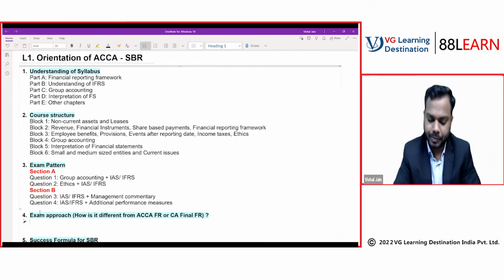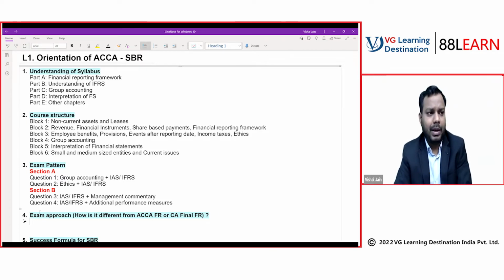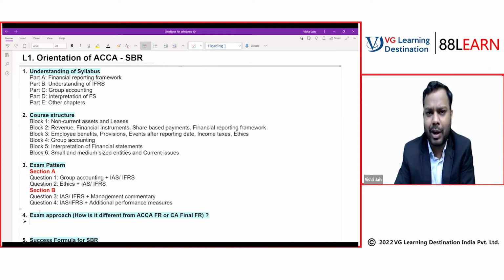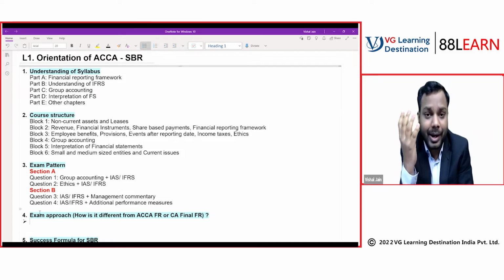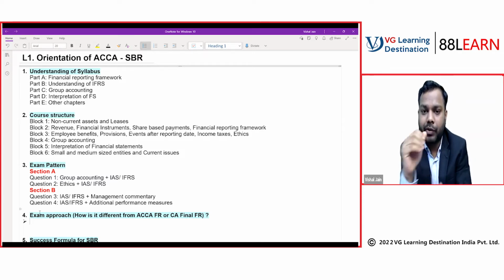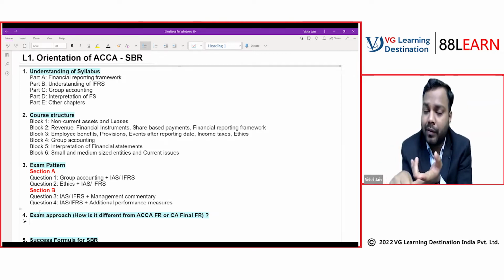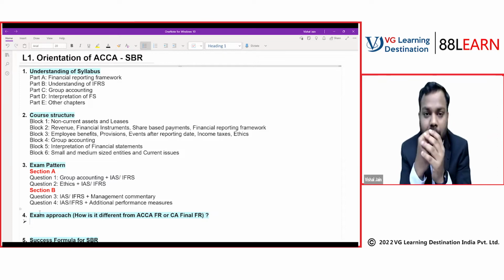Come on, guys. Okay. Tell me, when you hear the term accounts, whether SBR or FR, all are accounting only, right? When you hear the term accounts, what is the picture that you get in your mind? Numbers, right? That's what we do in ACCA financial reporting and CA financial reporting as well. We play with numbers. But SBR is not a game of numbers. SBR is not a paper of numbers.